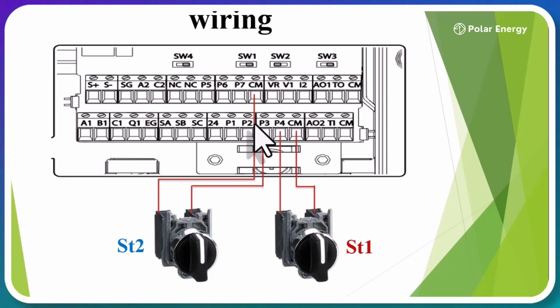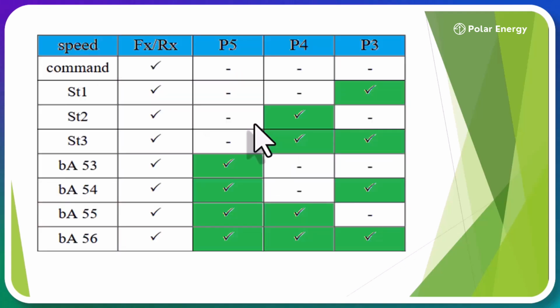For example, on this inverter, we want to set our first speed to 10, so we set parameter ST1 to 10, ST2 to 20, and ST3 to 30. That means once we activate digital input P3, ST1 will appear. Once we activate digital input P4, ST2 will appear. And if we activate both, the value set in ST3 will appear on the inverter keypad. Let's go to the test and try out this feature together.